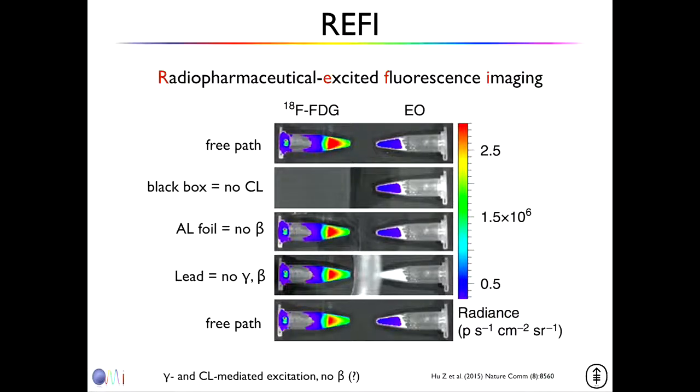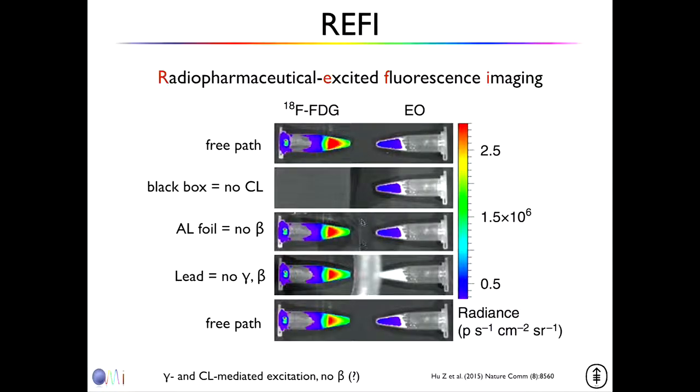Now, there was a paper in Nature Communications in 2015, which was a very nice paper, and they described radiopharmaceutical excited fluorescence imaging, or REFI. And basically what they showed here were Eppendorf tubes with FDG, and here they had europium oxide. And if you have those next to each other, you see that the europium oxide starts to luminesce. If you put a black box over it, so that means you've got no Cherenkov, there is no luminescence anymore.